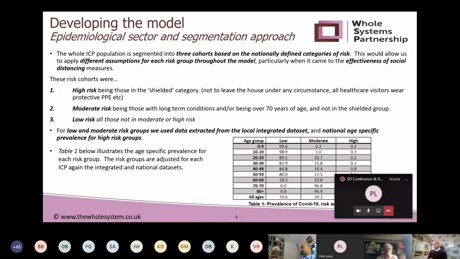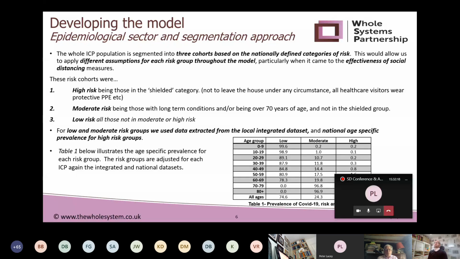So we all know that, for instance, there is a shielded category that are at significant risk of harm from COVID, and these have been highlighted by the NHS at the very high level. They are instructed not to leave the house under any circumstances, and any contact, particularly from healthcare visitors, would all be protecting themselves in order to then protect the shielded individual. Now, it's important to recognise the reason why we've done that is that the impact of that shielding would impact on the effectiveness of the measures for that group.